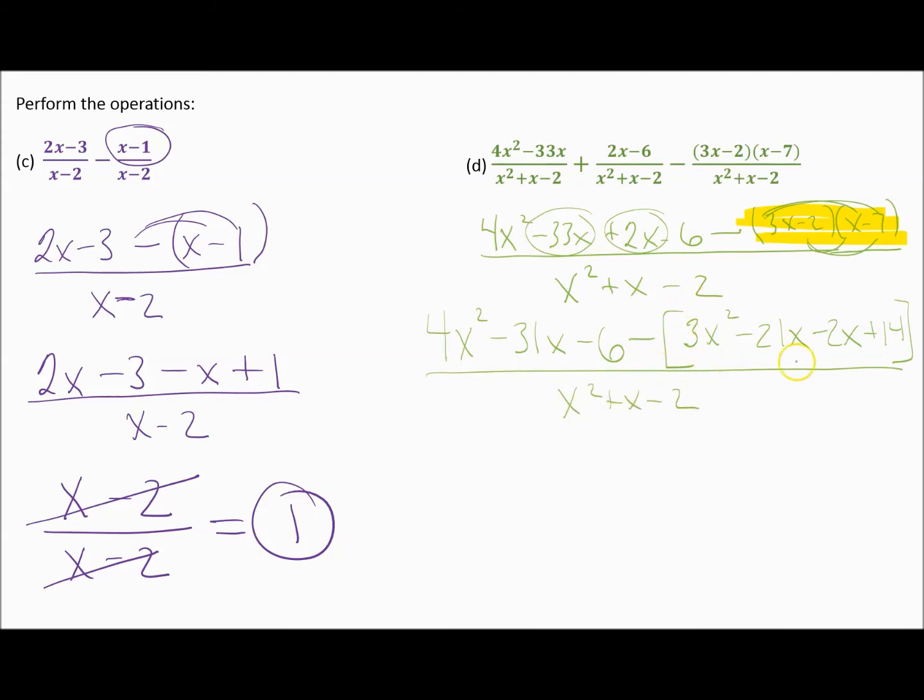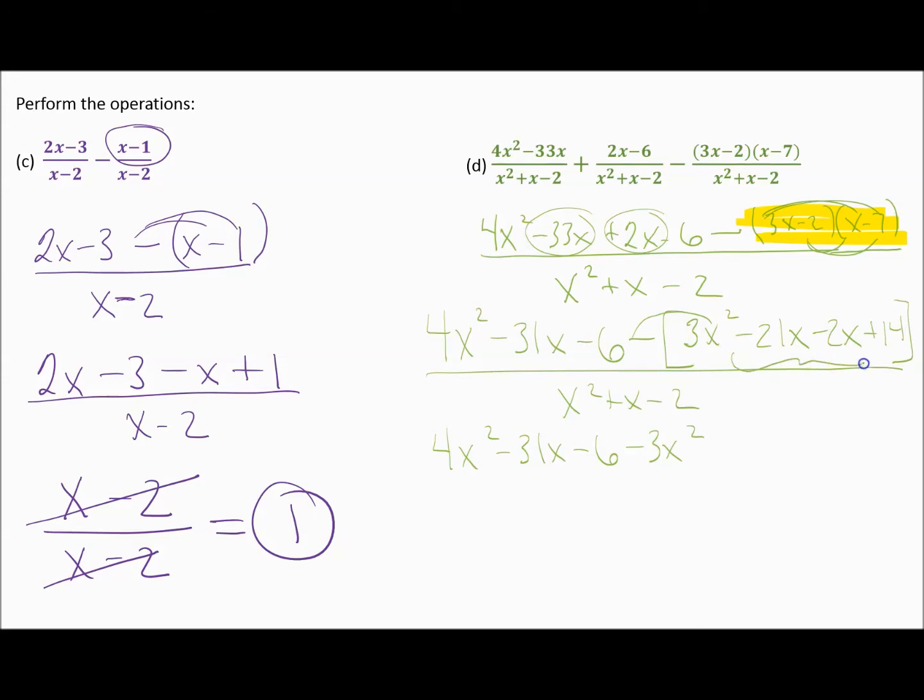Now, why did I put those brackets around there? Because I'm subtracting all of that. So this negative must distribute inside. So let's keep going and simplifying. I'm probably going to have to go on another page to keep going. 4x squared minus 31x minus 6. Now, this minus times this 3x squared is going to be minus 3x squared.